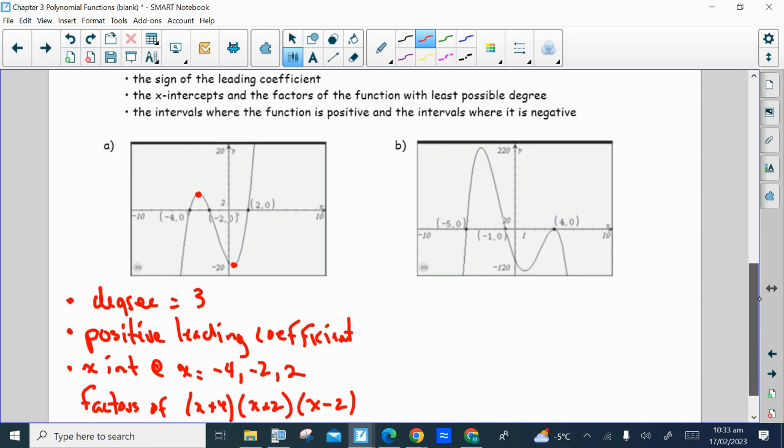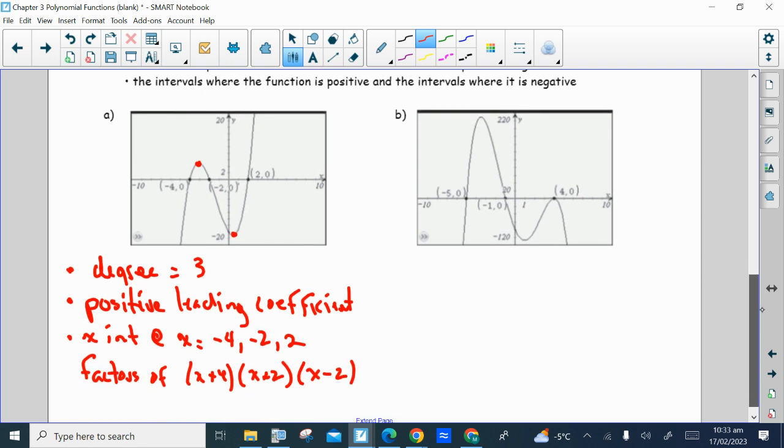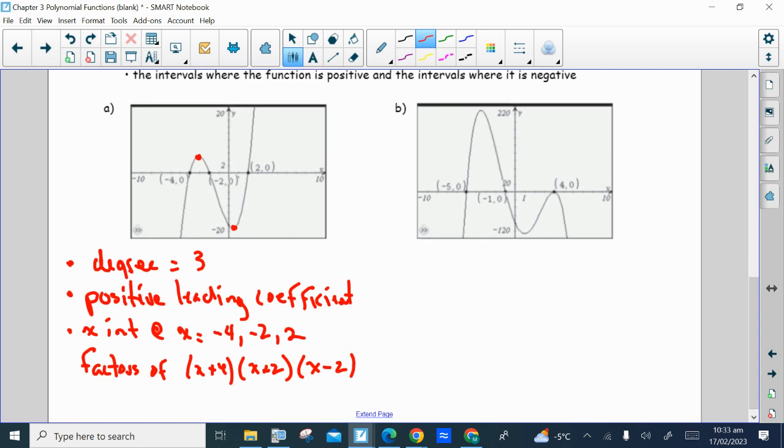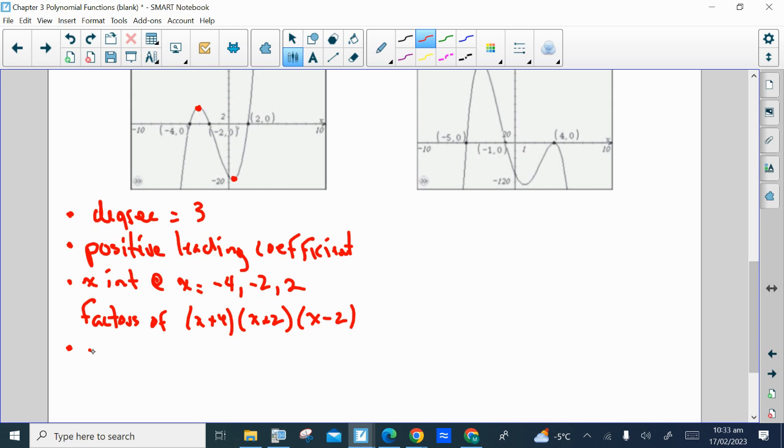And finally, we're asked to state where the function is positive and where it is negative. Again, that means where is it above the x-axis, where is it below. And it doesn't matter what we do first. If we start with the positive, this graph would be positive from -4 to -2. And I'm using interval notation here. And I have to use rounded brackets because at -4, the function is neither positive nor negative.